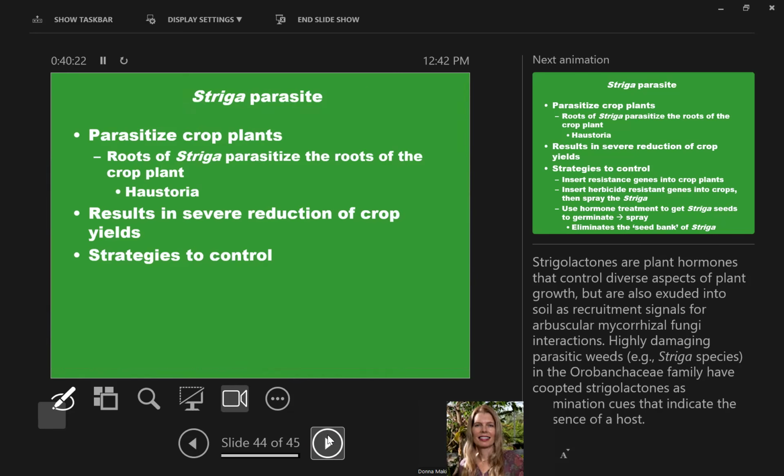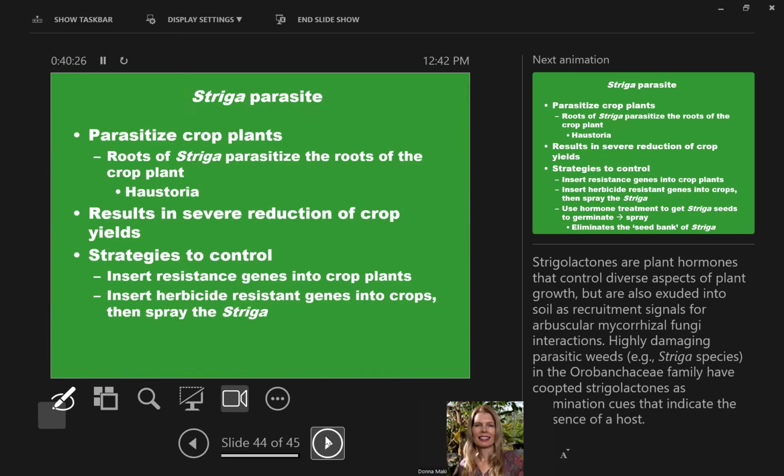And then they're trying to do a lot of different things. They're trying to get crop plants modified to have resistance genes. That's not going so well, last I heard. And then of course, all the pesticides, or the herbicides, I should say, they're trying to spray on Striga. That's not going so well. They're trying to use hormone sprays. That has actually been not so bad.